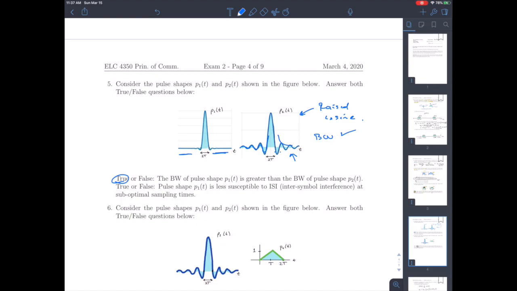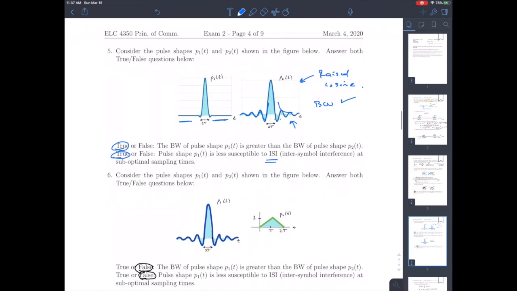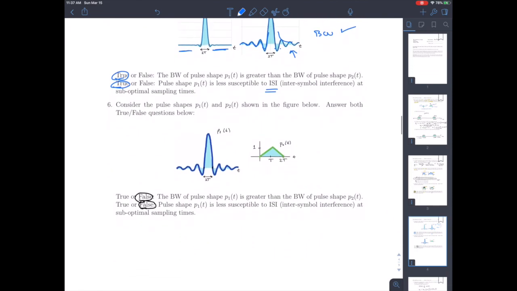Okay, pulse shape P1 is less susceptible to intersymbol interference because these tails are going down faster, so this one's also true. Okay, looking at the next one.